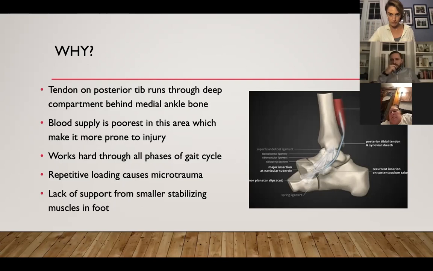So in this picture, this red is the muscle belly. And so the tendon runs here. This is going right under your middle ankle bone, and it comes down and attaches to this navicular bone here. So part of the reason why this is prone to injury is because the blood supply in this part of the tendon is really not good.